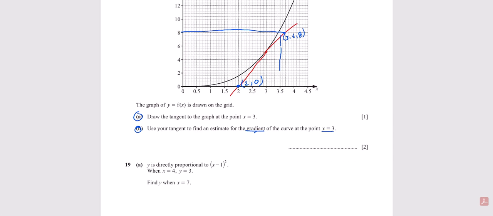To find the gradient, the formula of gradient is m is equal to y2 minus y1 divided by x2 minus x1. So y2 is 8 minus y1 is 0, and x2 is 3.6 minus x1 is 2. Calculate these values, we get 5. So the final answer is 5.